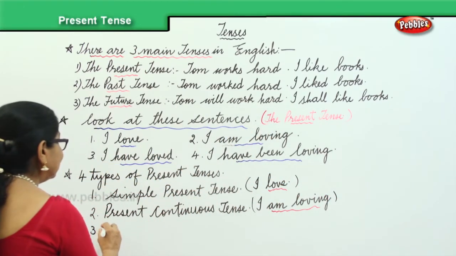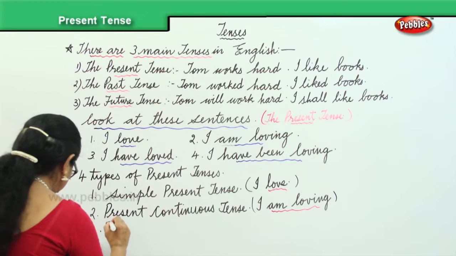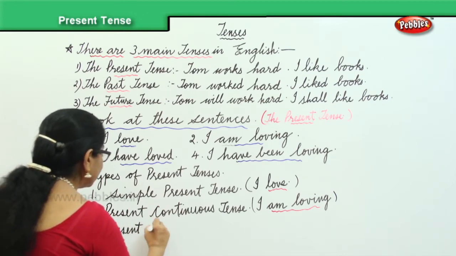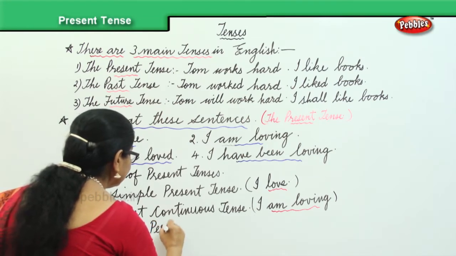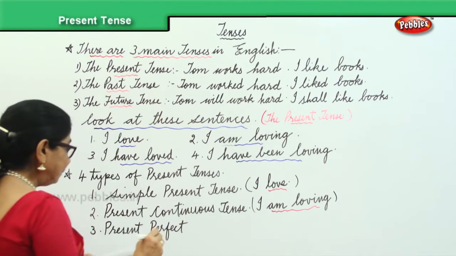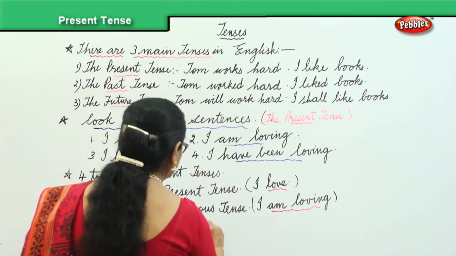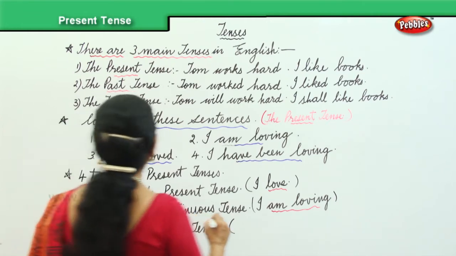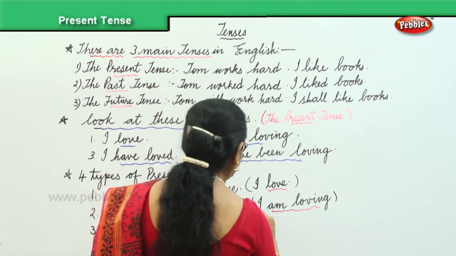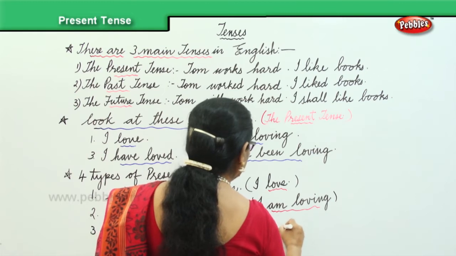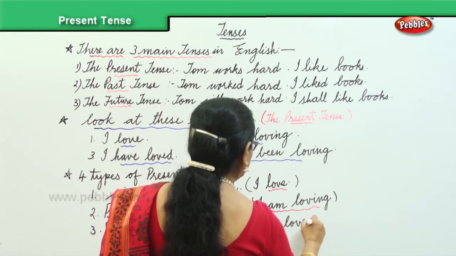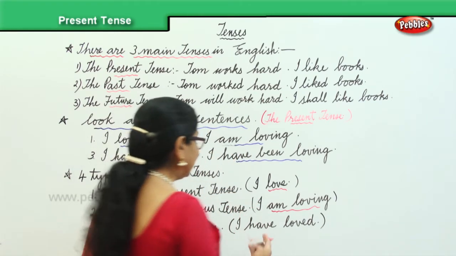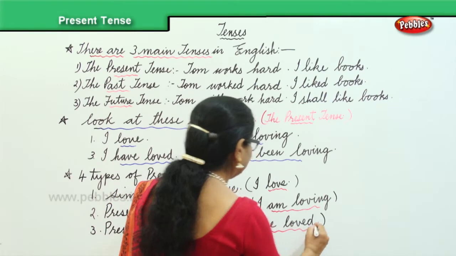The third type is present perfect tense. And the example is, I have loved. Present perfect tense.